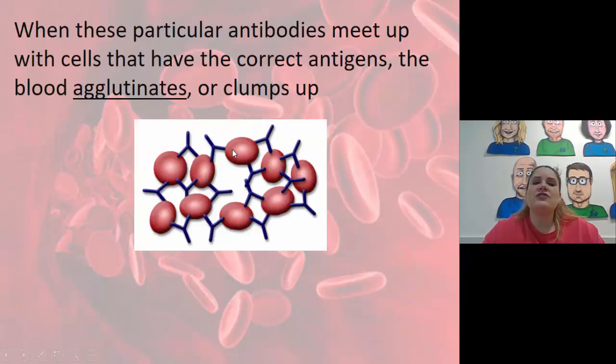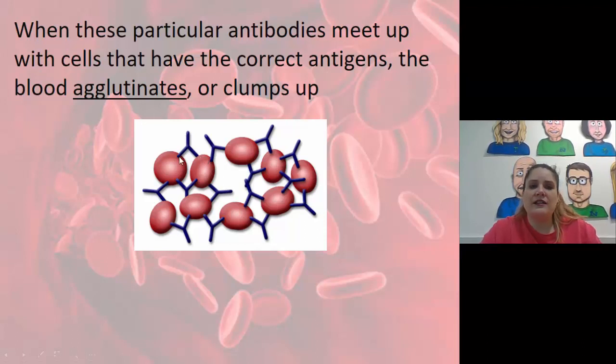Okay? So what happens then is that you might have those particular antibodies that meet up with cells that have the right antigens. And if that happens, then you can have the blood agglutinate, which means it clumps up, because every one of these antibodies has 2 binding sites on it, which means every one of these antibodies could actually bind onto 2 different cells. So then if we had more antigens over here and more antibodies and more cells with antigens and antibodies, you could end up with a whole clumped up group of cells. Okay? Agglutinating is just the fancy science word for clumping up. Agglutinate just means clump up.